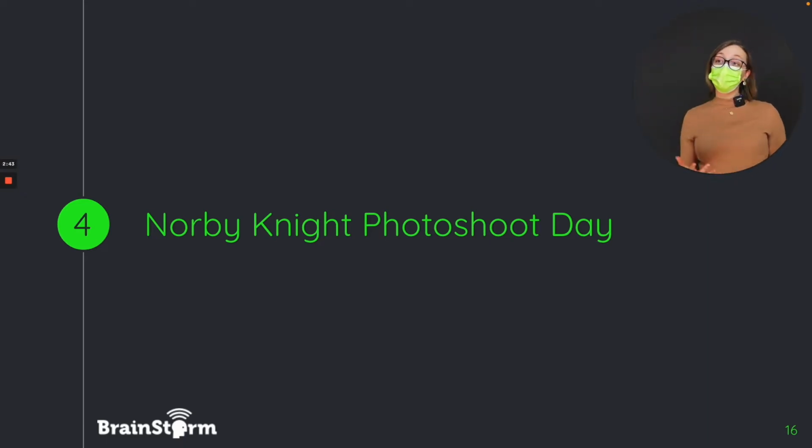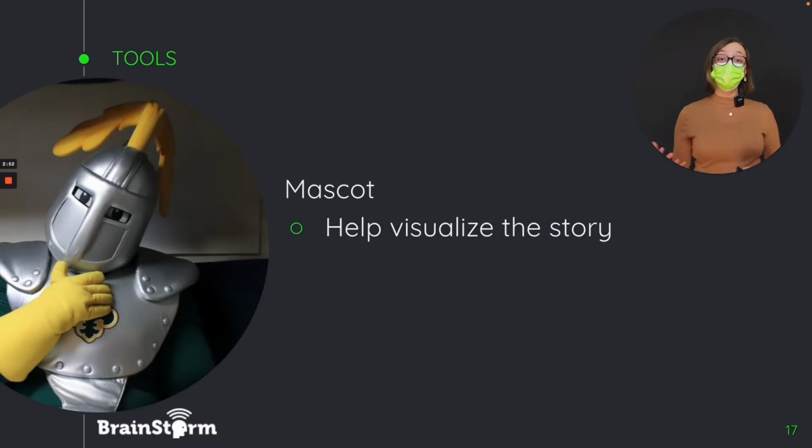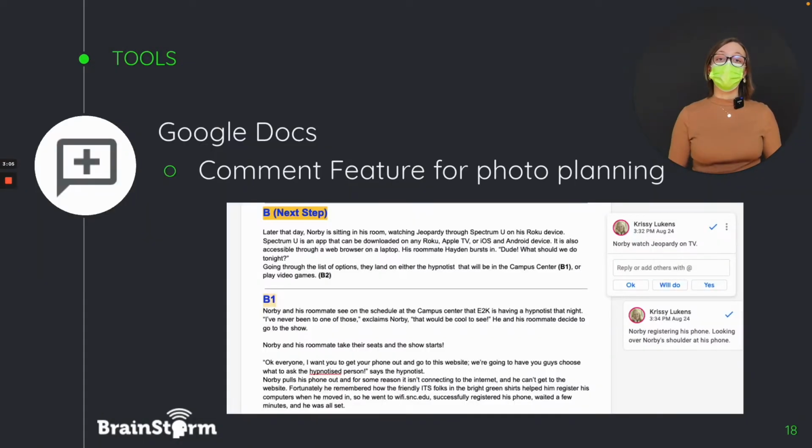So the 4th step in our process was to actually take photos of Norby Night to help visualize each possible event that could happen in our adventure story. So the first thing that we used was our mascot, which we could rent out. Our mascot at St. Norbert College is the lovely Norby Night. So we had someone dress up as Norby Night so we could help visualize the story.